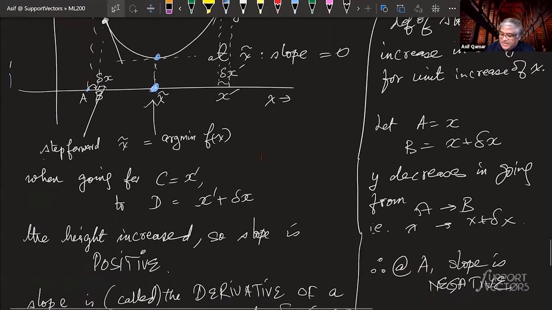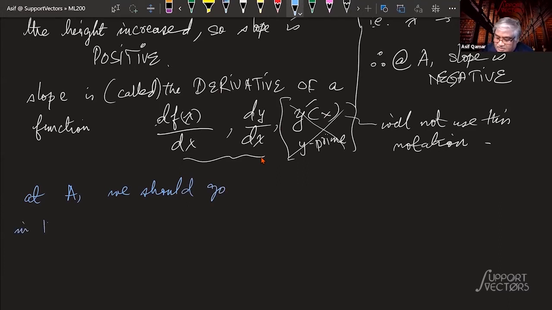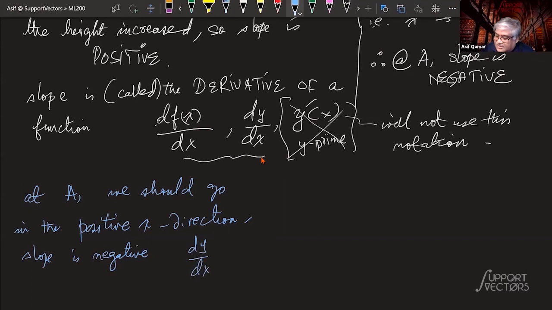So you can say at A, we should go in the positive x direction. Slope is negative. So dy/dx is less than 0 at this point. What about B?